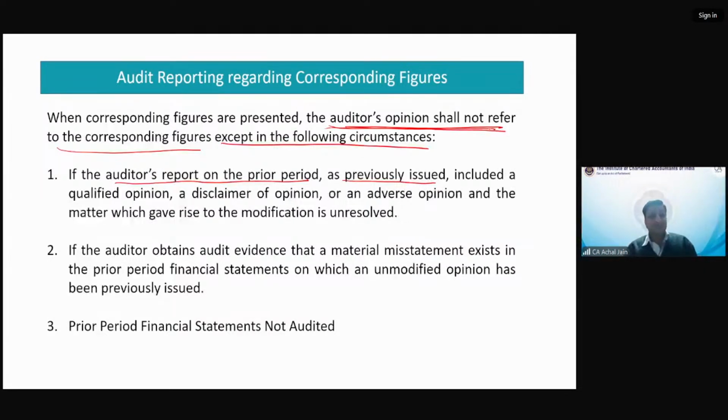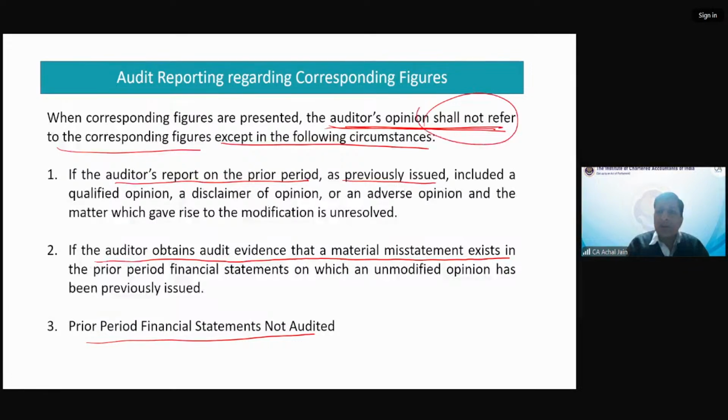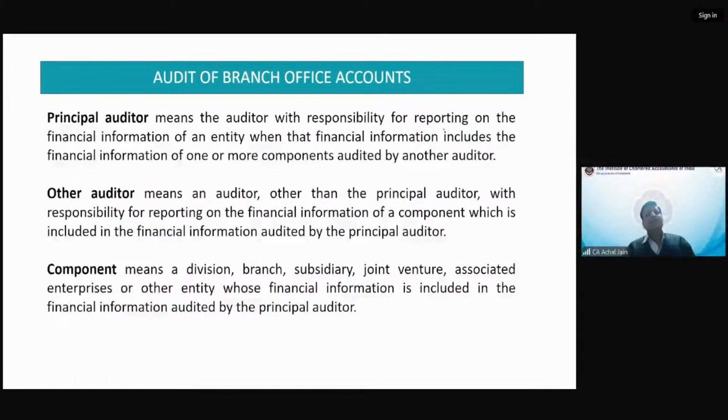refer to this. If the auditor obtains audit evidence that a material misstatement exists in the prior period financial statements on which an unmodified opinion was given in the prior period, which seems to be the situation wherein this appears to be quite relevant. Or if the prior period financial statements were not audited, then the auditor will have to cover that. Otherwise, the auditor shall not refer to the corresponding figures.